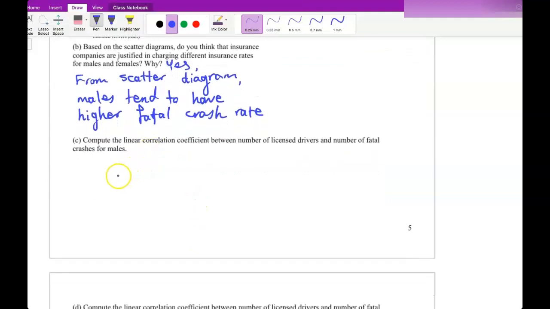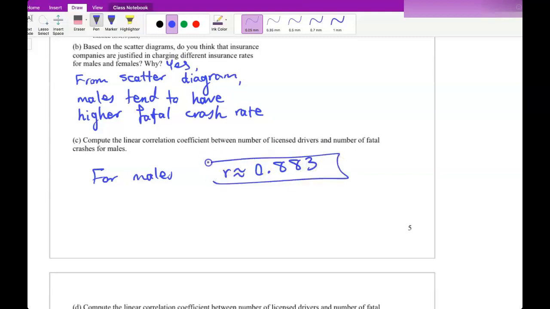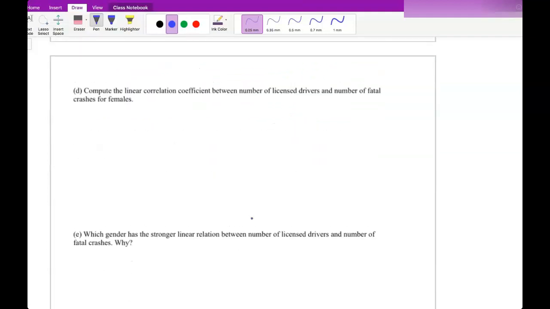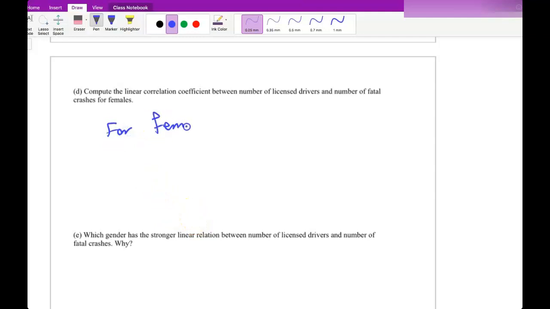The answer for part C was 0.883. And for part D it was 0.836.